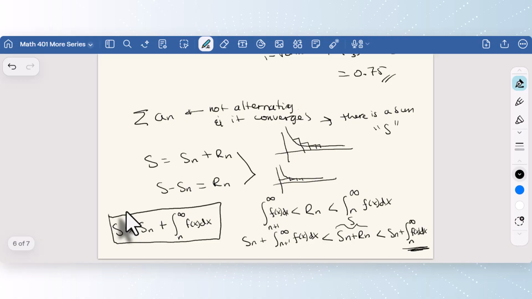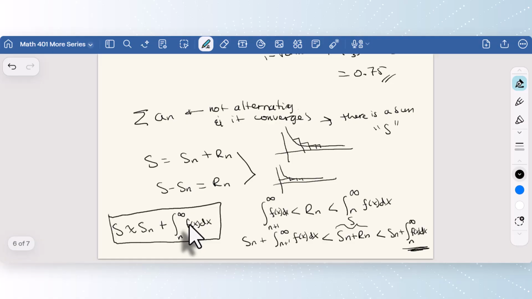So it's using the integral test. And so this becomes an improper integral. So you find your Sn. So if you're using the first 4 terms, sum those up and then do the integral from 4 to infinity of f of x dx, or whatever your n is. Yeah, so that is how we can approximate.